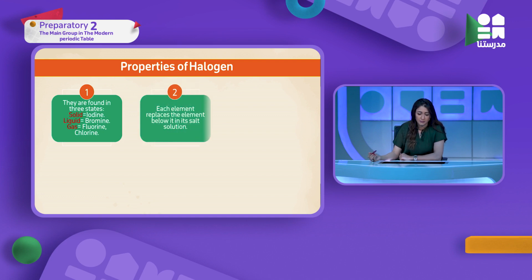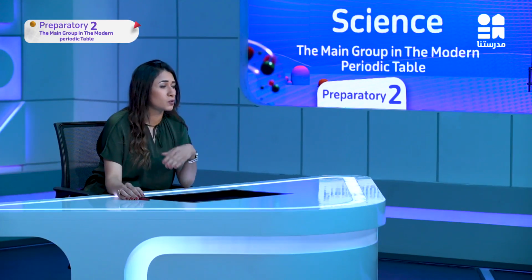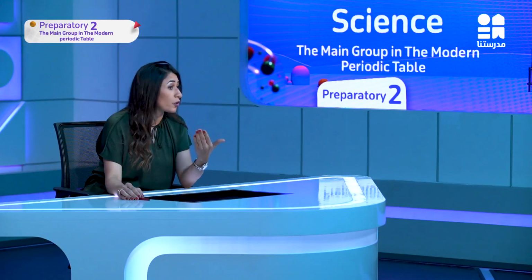طيب ايه كمان؟ Each element replaces the element below it in its salt solution. فاكرين لما عملنا بعض equations إن كان fluorine can replace chlorine in its salt solution. طب what's meant by a salt solution? Salt solution هو بيبقى combination of a metal and a non-metal or an alkali metal with a halogen زي sodium chloride, sodium bromide, sodium fluoride, potassium iodide, any alkali metal with a halogen.